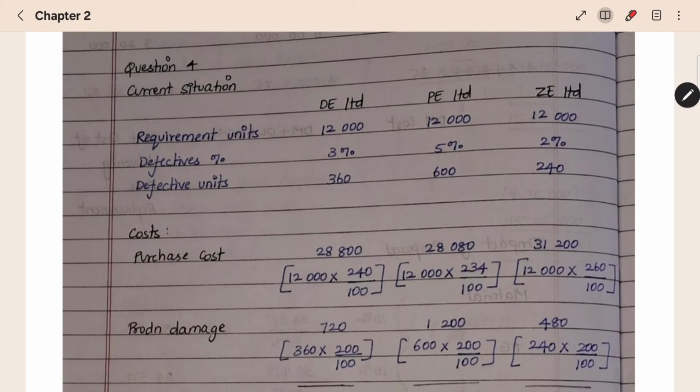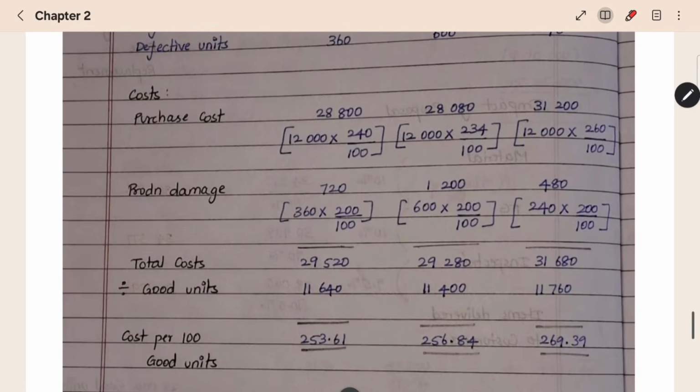Now this is the statement for the current situation. From each supplier, you have this much requirement, this many units you will purchase from the supplier. Defective, this much will be the defective percentage. If you purchase 12,000 units, 360 will be defective from DE supplier, and from PE supplier 600 units defective, and 240 units defective from ZE. In the current situation, you do not have any type of filtering mechanism or inspection process, so all the defectives will be sent into the production process and you will get the loss also: 200 rupees per 100 units of defective components.